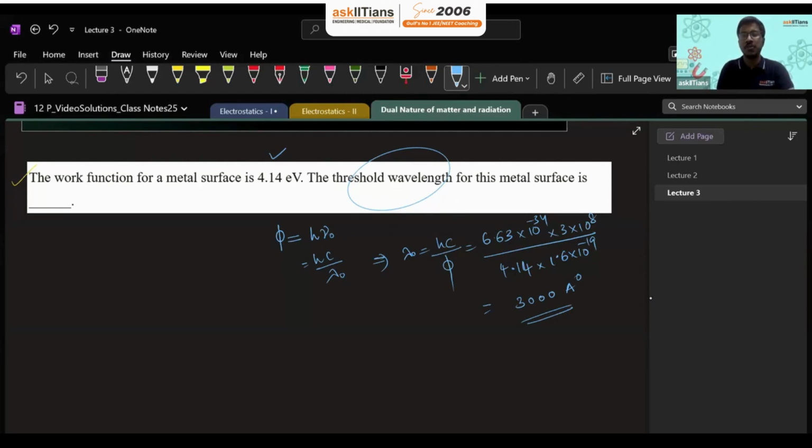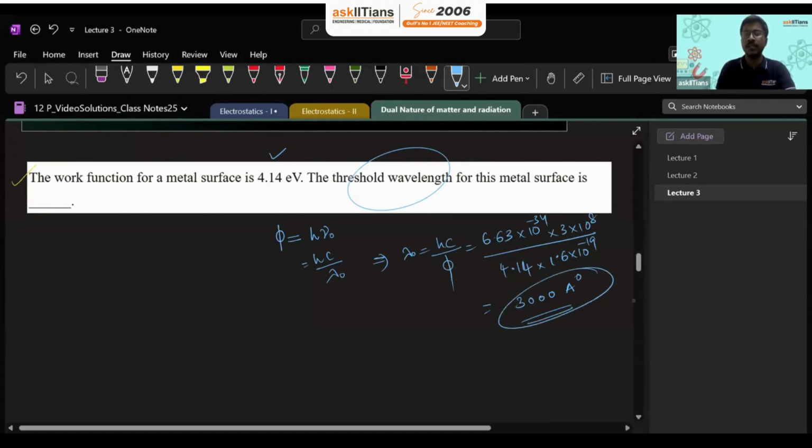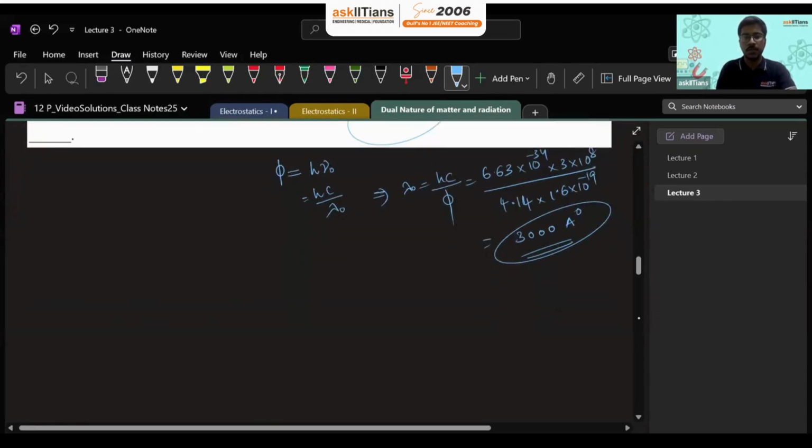So what do you mean by threshold wavelength? The wavelength of incident radiation above which you won't be able to observe the photoelectric effect. Photoelectric emission won't happen for incident radiation having wavelength more than this value. What is threshold frequency? The frequency of incident radiation below which the photoelectric emission is not possible.